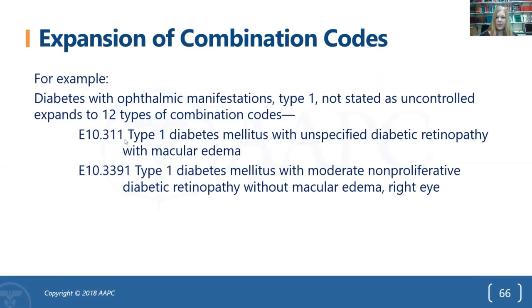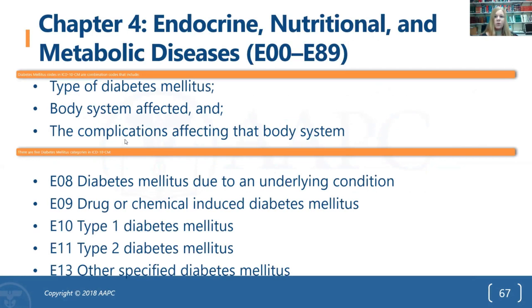The creation of expanded combination codes allows for multiple conditions to be indicated with fewer codes reported, and there are some examples here on the screen. Instead of one category for diabetes, there are actually 5, broken out by the type of diabetes, such as due to an underlying condition, drug, or chemical, type 1, type 2, and other specified. The guideline states that the default code is type 2 if the provider does not document correctly or provides unclear documentation as to the type.